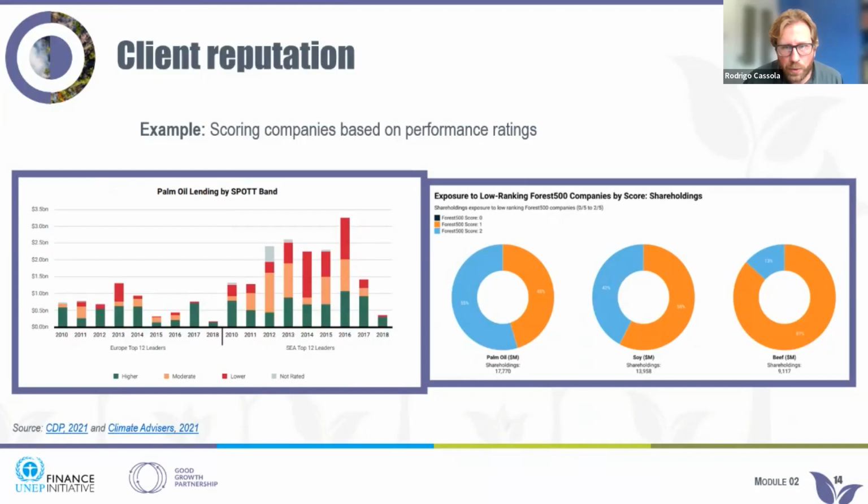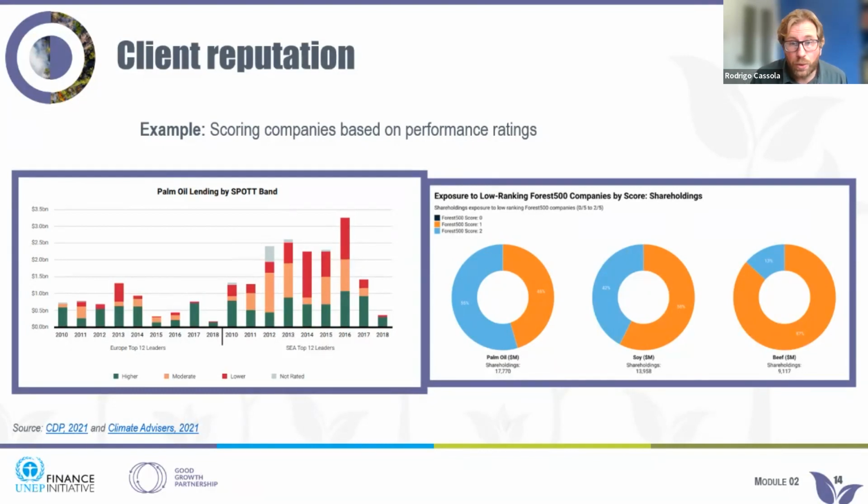Just to provide some examples, there are tools like ZSL SPOT, CDP, Forest 500, and others. They score companies based on information available on how they deal with forest-related issues and deforestation more generally. And data from those can highlight companies that are perceived as particularly risky or that are not perceived as good performing companies in this space.